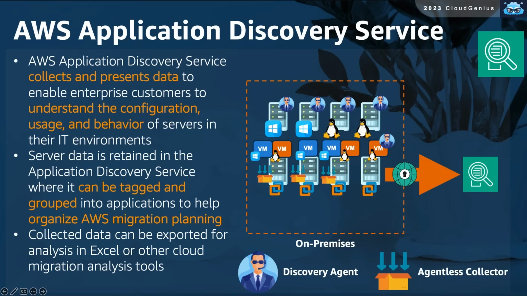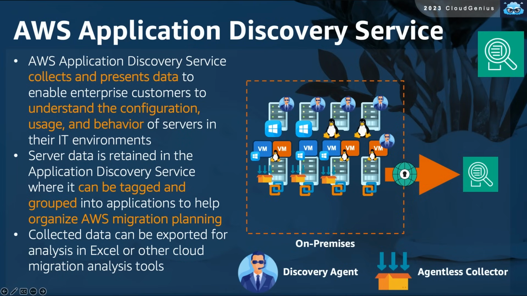AWS Application Discovery Service provides two modes of discovery to help businesses assess their on-premises IT infrastructure and applications for cloud migration: the agentless discovery mode and the discovery agent mode. In the agentless discovery mode, AWS Application Discovery Service gathers information from your on-premises servers and applications without requiring any software installation on the target systems. Instead, it uses lightweight data collectors that communicate with your servers through standard protocols.